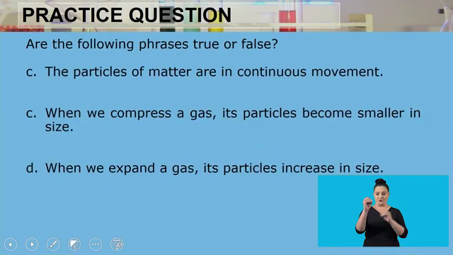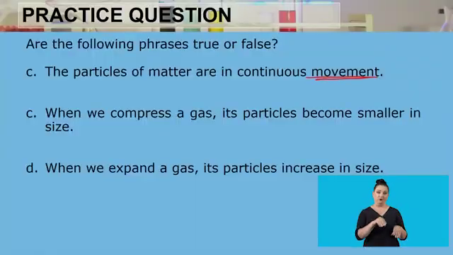The particles of matter are in continuous movement. The model teaches us that matter is made up of particles which can either be atoms or molecules. And those particles are always in a state of continuous motion. So therefore, the particles of matter are in continuous movement. So that means the statement is true.